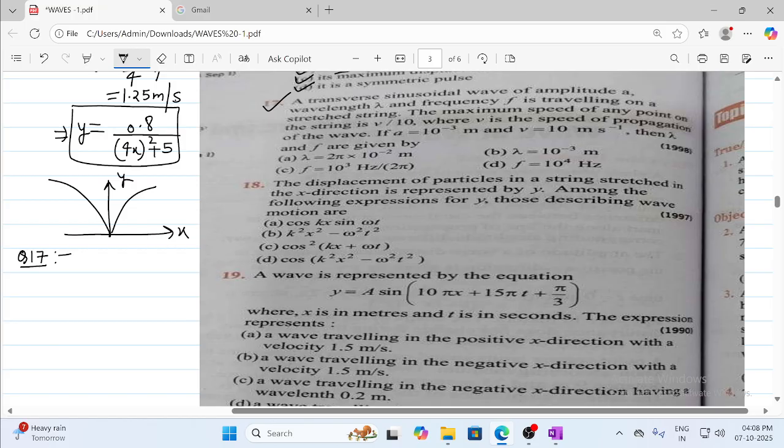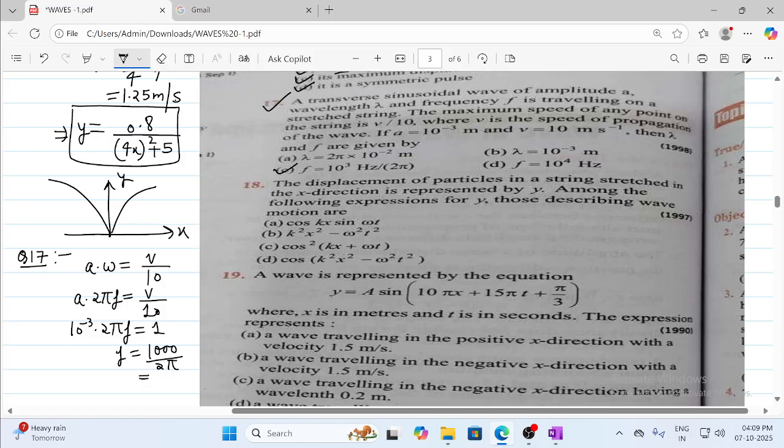Maximum speed of any point on the string will be equal to A into omega, and that is given as v by 10. Now A is given, so we can write A into 2 pi frequency equal to v by 10. A is given as 10 to the power minus 3, so 10 to the power minus 3 into 2 pi frequency equals v, which is given as 10. So that will become 1. So frequency will be 1000 upon 2 pi. This is the frequency you are getting. Yeah, the third option is correct.